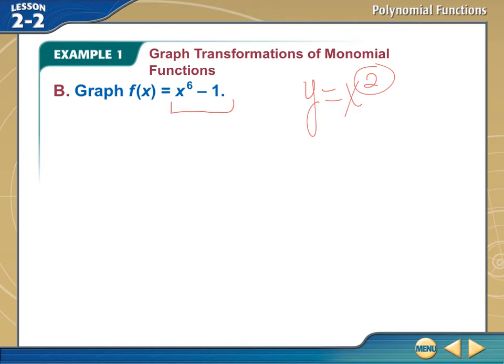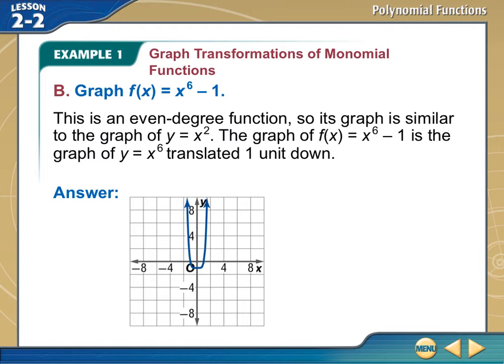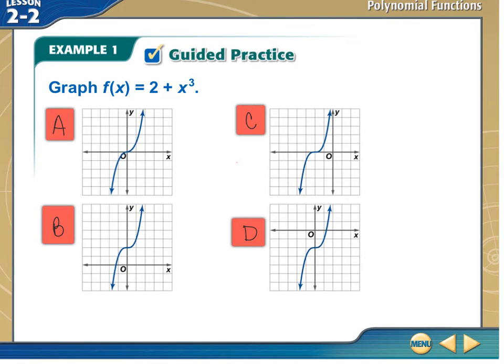So let's graph it. So here we have it. We have our even degree. We see that on the left-hand side, the arrow is up, and on the right-hand side, the arrow is up. All even degree functions with a positive leading coefficient, both arrows are going to be up. So let's go ahead and take a look at this graph. F of x is equal to 2 plus x to the third power. Which one do you think it is?